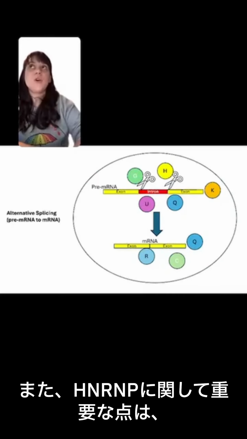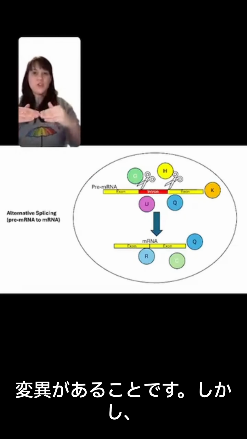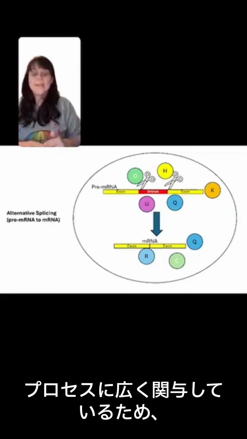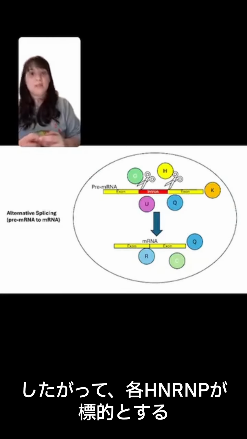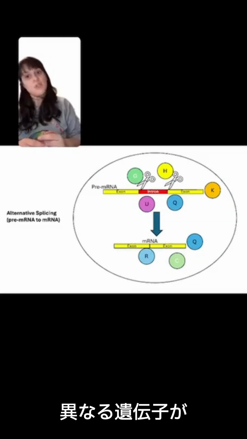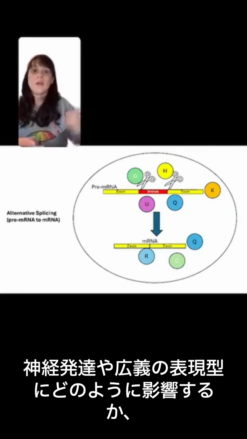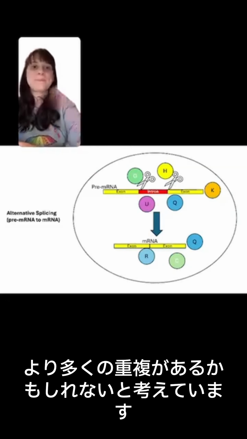Something important to note is that we have variants in these particular HNRNP genes. But you can see that with their extensive involvement in many different processes in RNA processing, a lot of different genes could be affected. And so we think that the different genes that each HNRNP targets will affect what the neurodevelopmental phenotype is broadly, and those that have similar or shared targets may have more overlap.